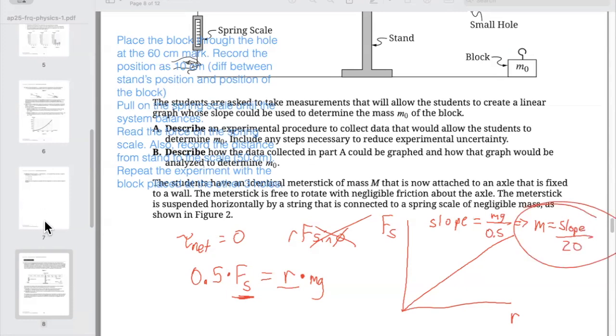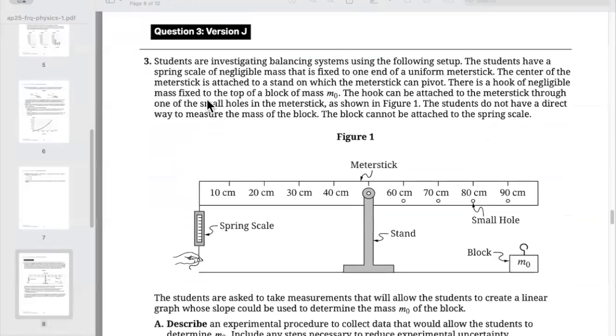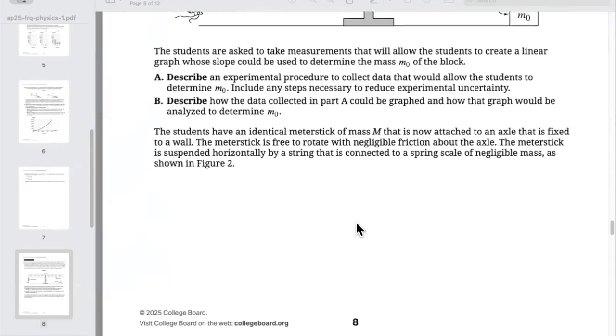All right. Students now have an identical meter stick of mass m, so the meter stick now has mass. Hopefully I didn't miss that in the first part. I'm actually going to go back and double check. Wait, no, the pivot is just through the center of mass of the meter stick, so it didn't matter.